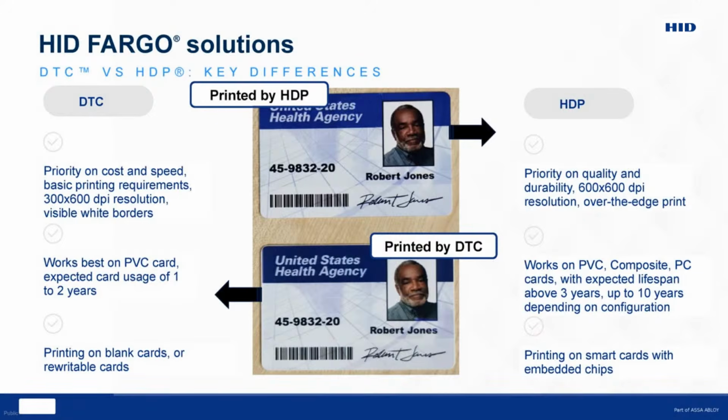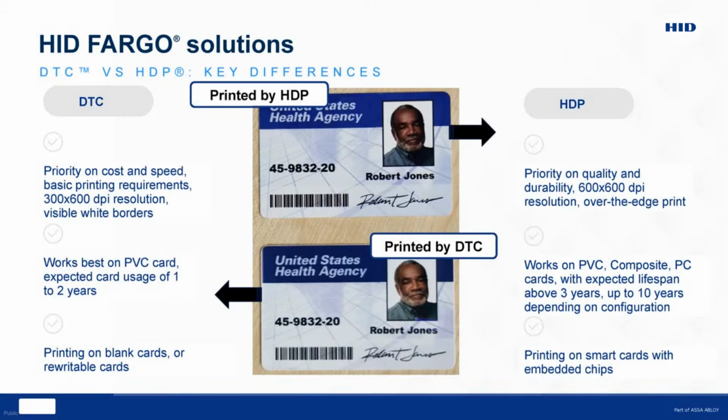Yeah, so where the HDP or retransfer printers really shine is in quality and durability. I don't want to say much higher quality than DTC, but it has a 600 by 600 DPI resolution that's going to give you sharper images and crisper details on the card. This printer works on PVC, composite, and polycarbonate cards, which are going to have a longer expected lifespan. Again, the priority for HDP is quality and durability, and it really shines in those two categories.